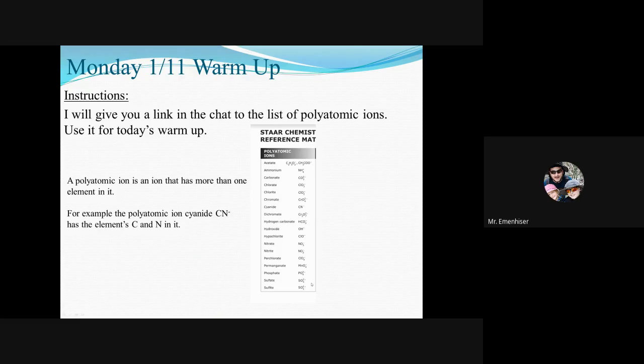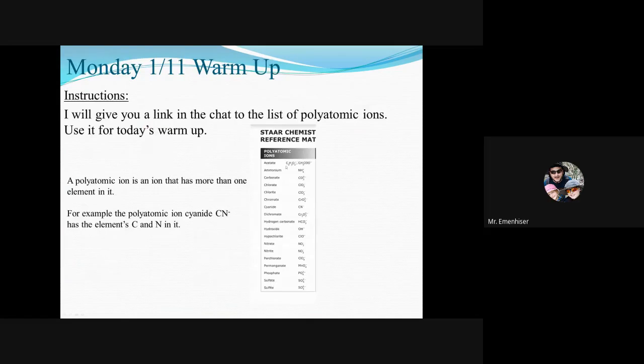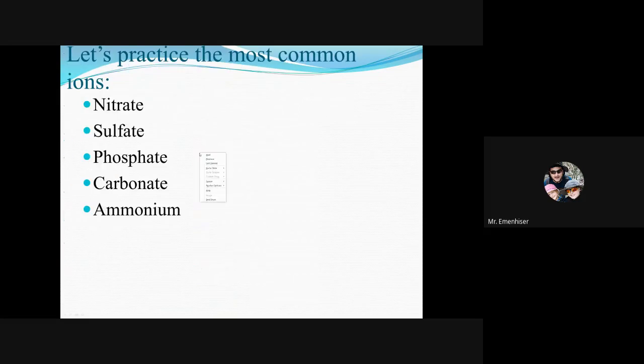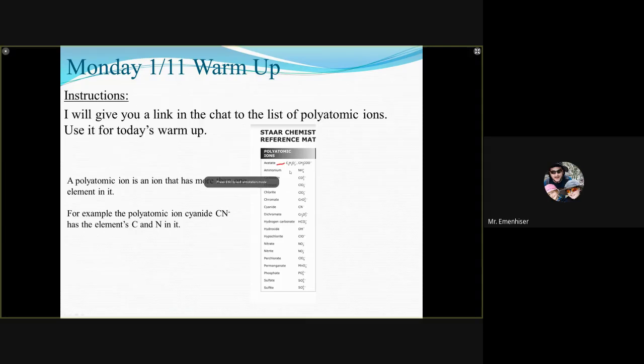And so basically what I need you to do is to look for the first one, acetate. So write the formula for acetate. Well, the formula is right here. You just look at this chart. Next one, what's the name of this ion? Well, let's go back. It's right here. See how it's paired? So these are paired up. And just go down that list, okay? And then turn in the warm-up, and you're good.